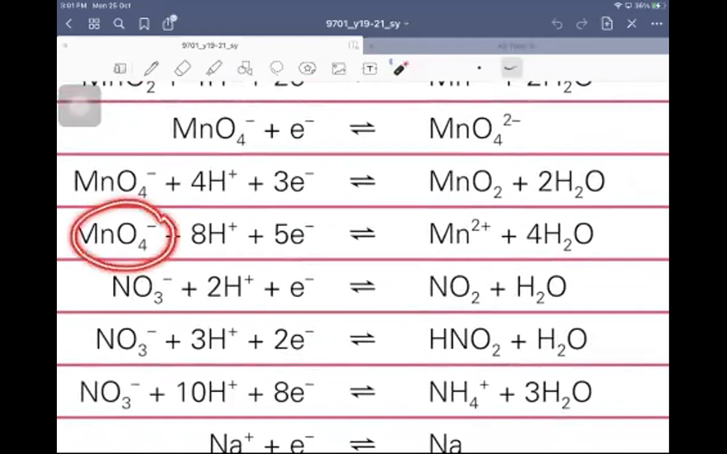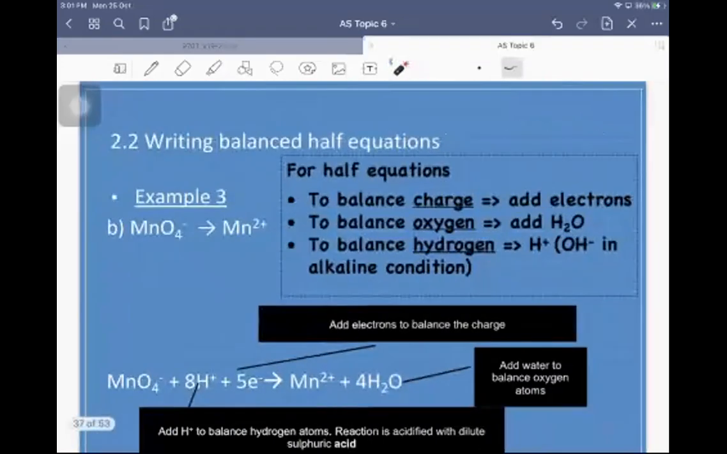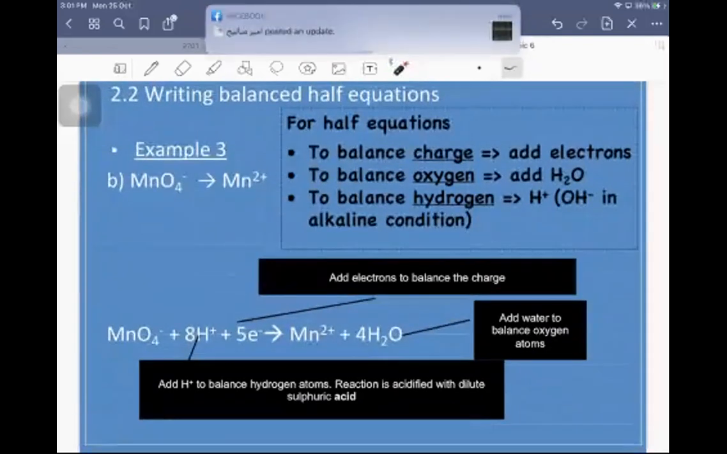MnO4⁻, the manganate ion, plus 8 hydrogen ions plus 5 electrons to form Mn²⁺ plus 4 H2O. So again, I repeat, if you get access to the data booklet, you do not have to work this out. Do not waste your time working it out when the equation is given. Next. So that's just the same thing that I was talking about.